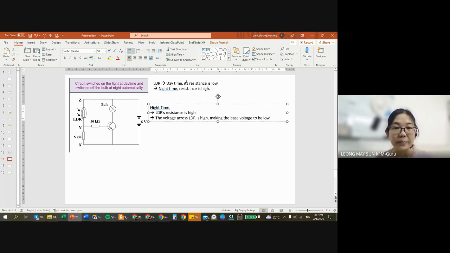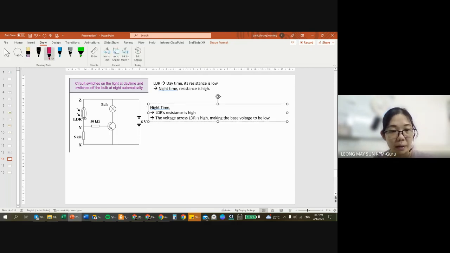Now let me scribble a little bit. Our main concern that we explained just now is that the potential difference across the base and the emitter must be high and sufficient enough for the base current to flow.